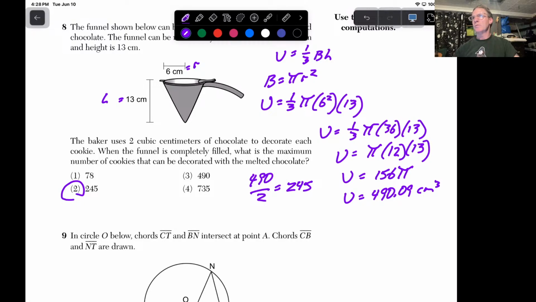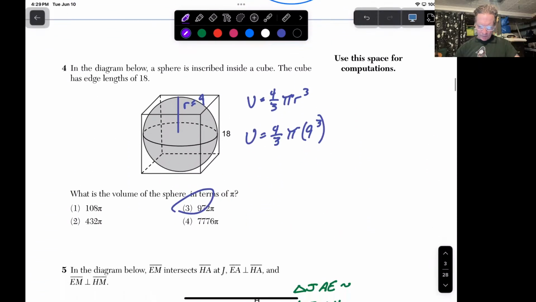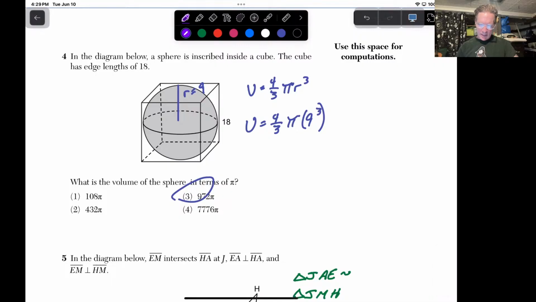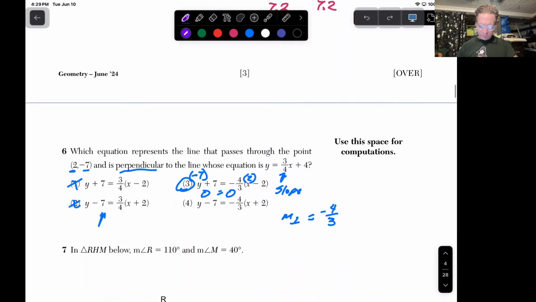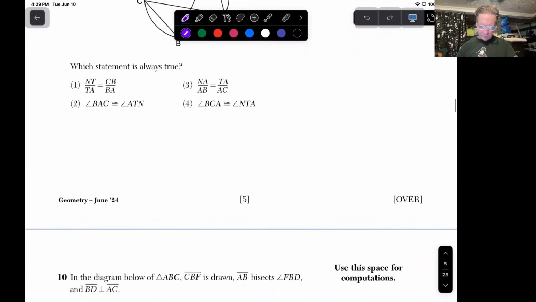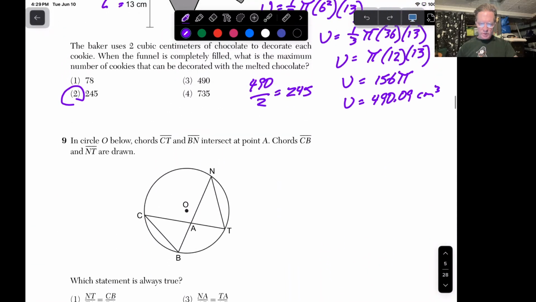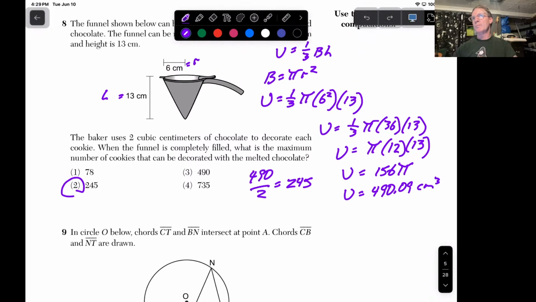Let me see if there are any other crazy ones before this that were kind of tricks. Nothing. Oh, you know, in the volume of a sphere one, just be careful, because I think if you used 18, I'm sure that's the answer if you used 18. So be careful. All right. Ooh, a circle question. It's coming up.